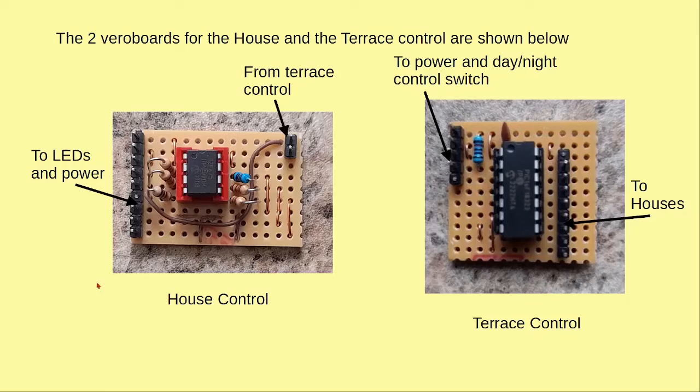These are the 2 Vera boards. The small one here is used for the house control. These pins here go to the LEDs and supply the power. This pin here is receiving an output from the Terrace control that tells it whether it's going to be a day or night sequence. The Terrace control board is here. These pins are for power and going to the day and night switch. These 8 pins go to each of the houses.